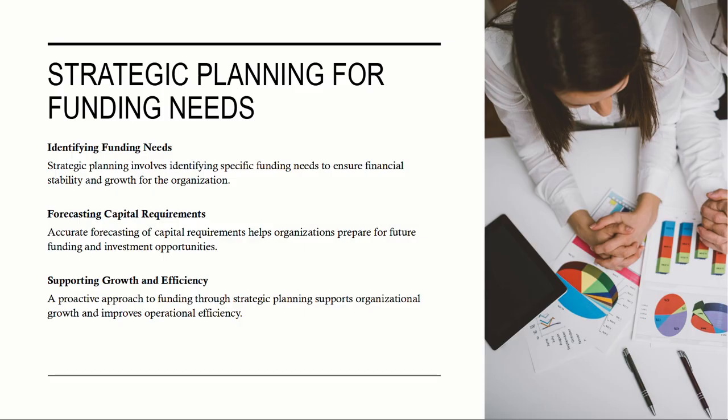Strategic planning for funding needs. Identifying funding needs. Strategic planning involves identifying specific funding needs to ensure financial stability and growth for the organization. Forecasting capital requirements. Accurate forecasting of capital requirements helps organizations prepare for future funding and investment opportunities. Supporting growth and efficiency. A proactive approach to funding through strategic planning supports organizational growth and improves operational efficiency.